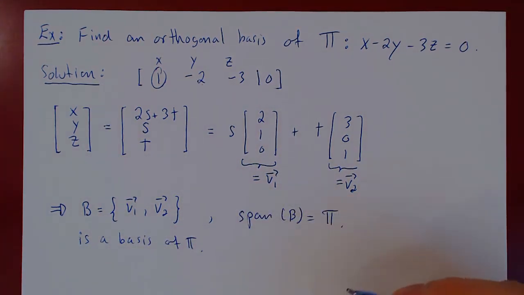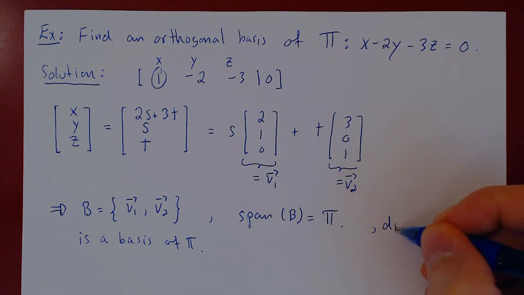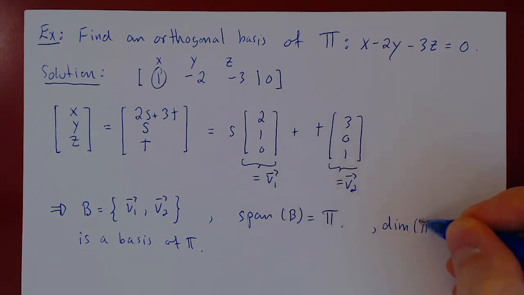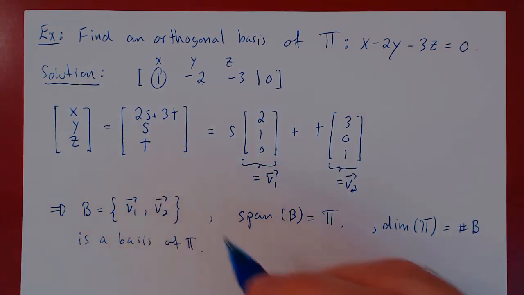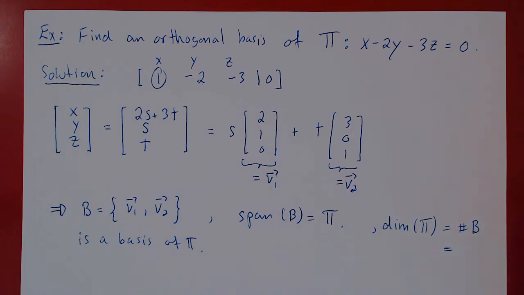And as always, the dimension of the plane, of any space, is the number of elements in any basis of the space. We have a basis here with two vectors, so the dimension of the plane is 2. And again, intuitively this makes perfect sense. A plane is an infinite two-dimensional flat surface.